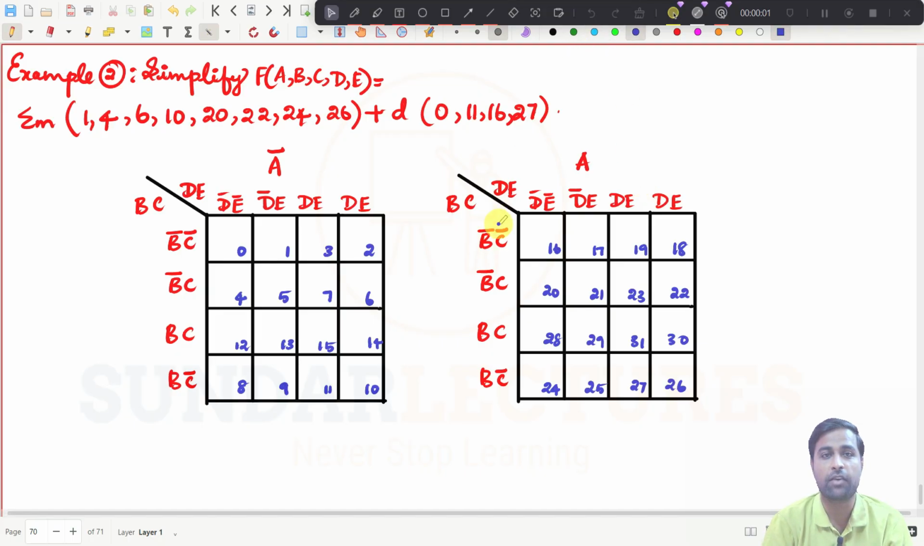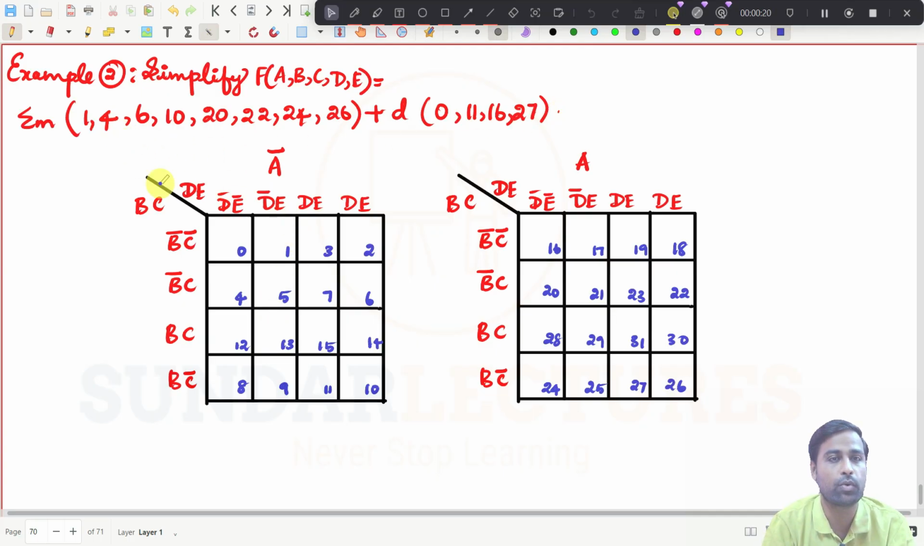Now you see this problem. We have taken example number 2, simplify the same 5 variable K map, and we have don't care conditions here. It will be very interesting to see the don't care conditions in 5 variable K maps. So what you need to do is write these minterms into the cells.